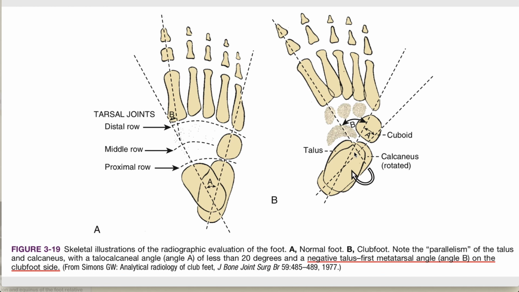And also the patient will present with a talocalcaneal angle less than 20 degrees and a negative talus first metatarsal angle, which is represented by angle B here. Normally, the angle should be positive, meaning that the metatarsal is slightly rotated outwards as opposed to the talus. Here, the first metatarsal is rotated inwards as opposed to the talus, giving it a negative angle.